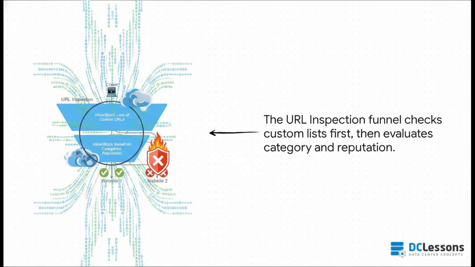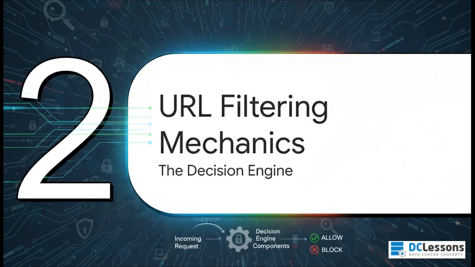And I love this diagram because it shows the decision logic so clearly. Just think of it like a funnel. Every single URL request first gets checked against your custom allow and block lists. These are your non-negotiable, always allow or always block rules. Now, if a URL doesn't get caught there, it drops down to the next level to be judged on its category, things like social networking or gambling, and its reputation score. Let's move on to the mechanics and see how this engine actually makes its decisions.